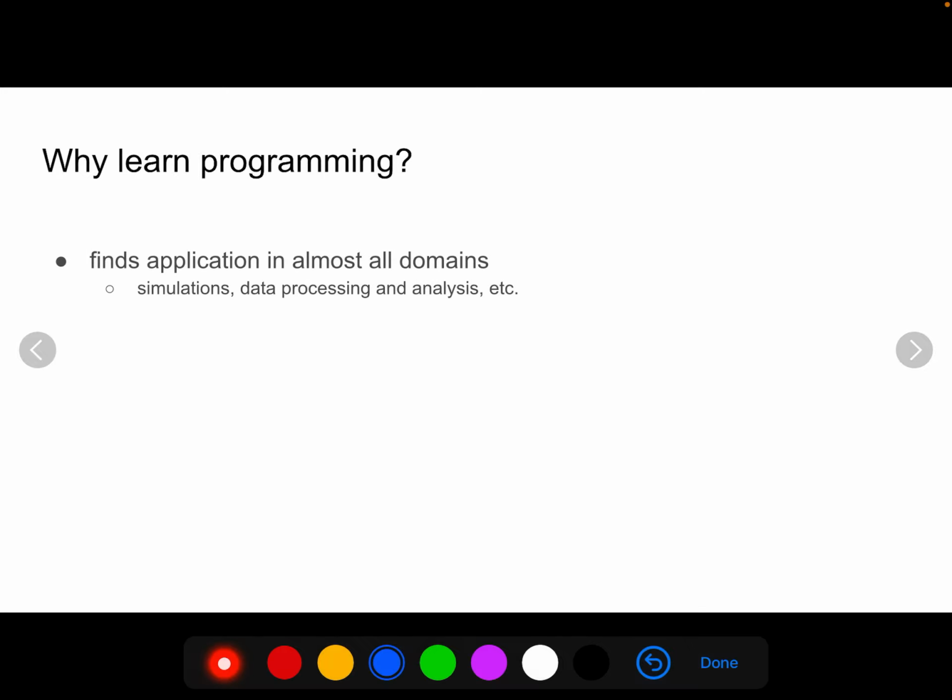Okay, the most obvious answer is it finds application in almost all domains these days. Even if you are from a non-CS background or non-CS domain, even in civil, mechanical, everywhere you do lots of simulations. To run simulations, you need to actually code, right? What exactly you have to simulate, you have to do some coding, right? So this programming, whatever you are learning, will help you.